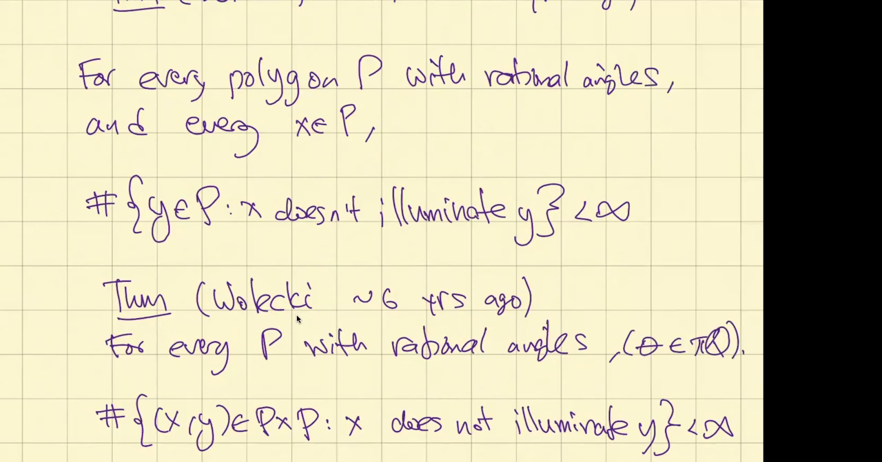If at least one of the angles is irrational, we don't know anything. We don't know these restrictions at all. But on the other hand, we don't have any examples of such polygons with irrational sides where we have a pair of points that don't illuminate each other. So the problem is completely open for irrational polygons, and rational polygons you can analyze using dynamics in a better way, and that's sort of what you're going to see in this talk.